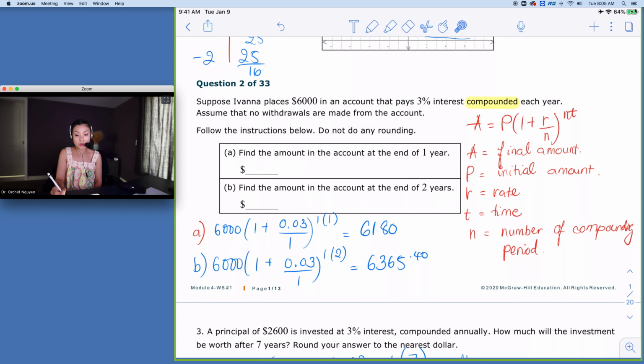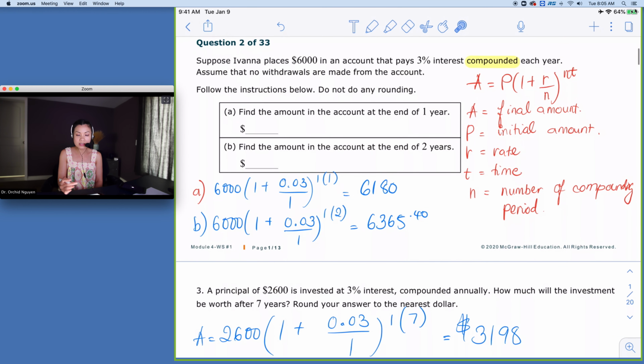So for example, if we have a problem compounded monthly, that means N is 12. So it's compounding 12 times. Okay, so you see for number 2, it's really straightforward. I just plug it in. So 6,000 is P, which is the principal. Rate is 3% over N. N is 1 because it's compounded each year, so one time.